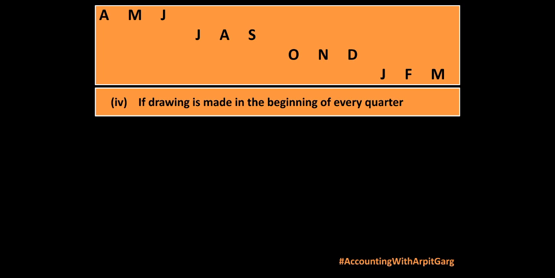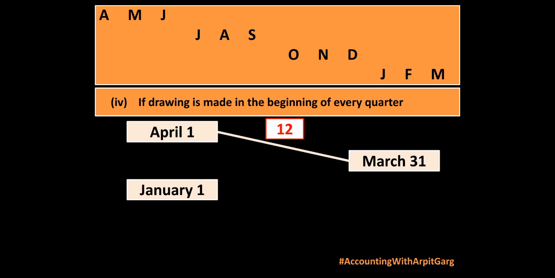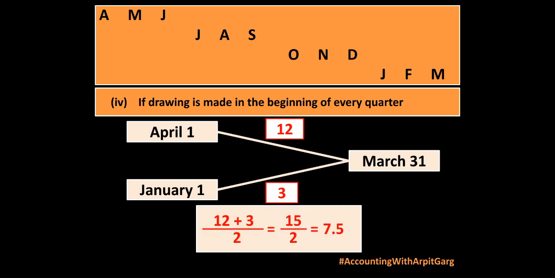So first drawing will be made on 1st April, then 1st July, 1st October and 1st January. So our last drawing will be on 1st January. Then last date of the year 31st March. Then time from first drawing to last date 12 months. Last drawing to last date 3 months. Then 12 plus 3 divided by 2, 15 by 2.